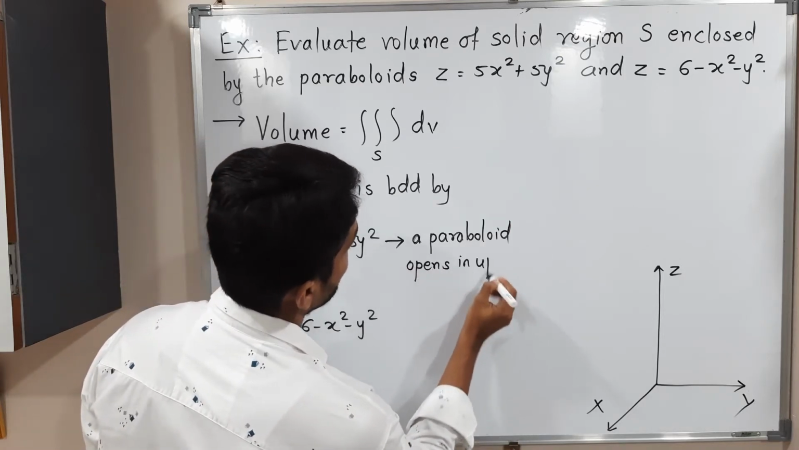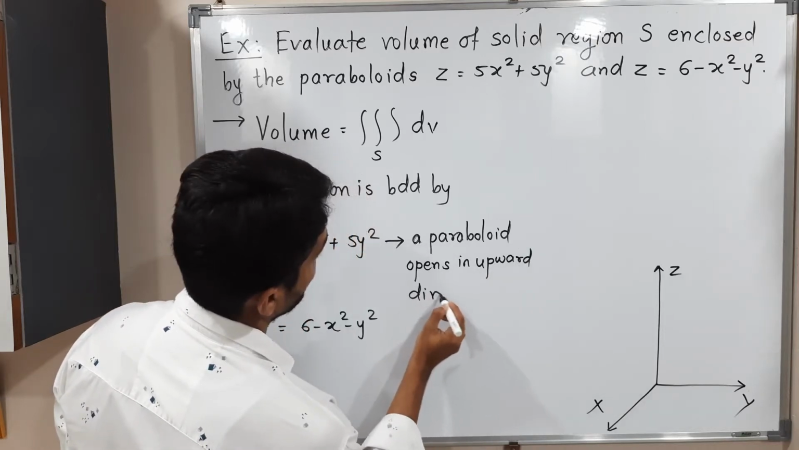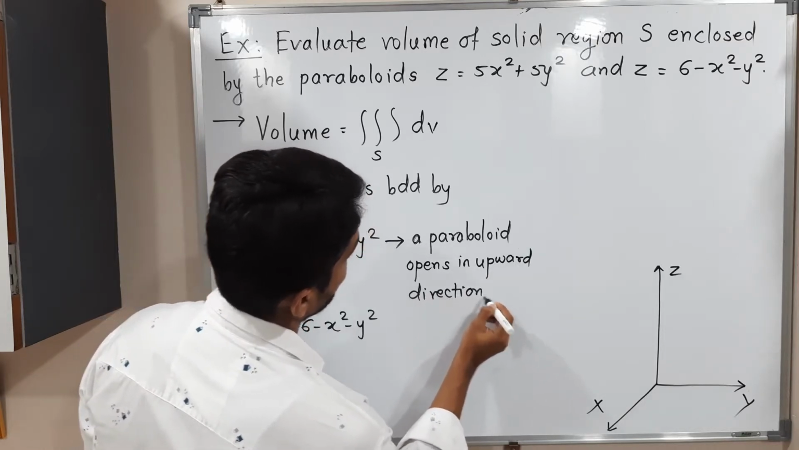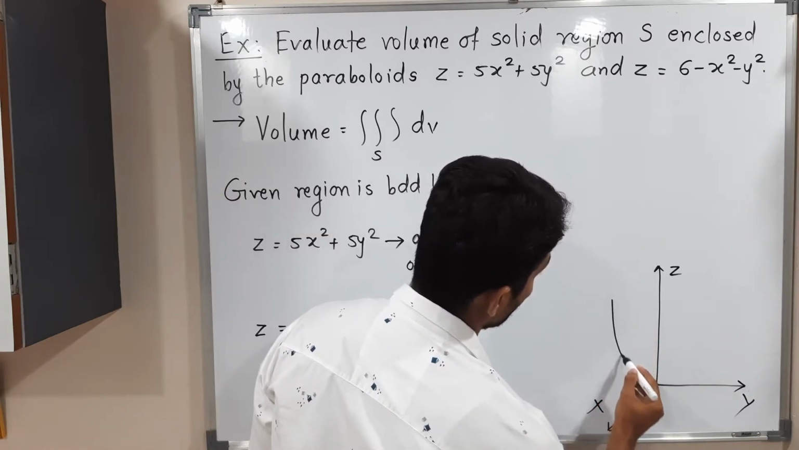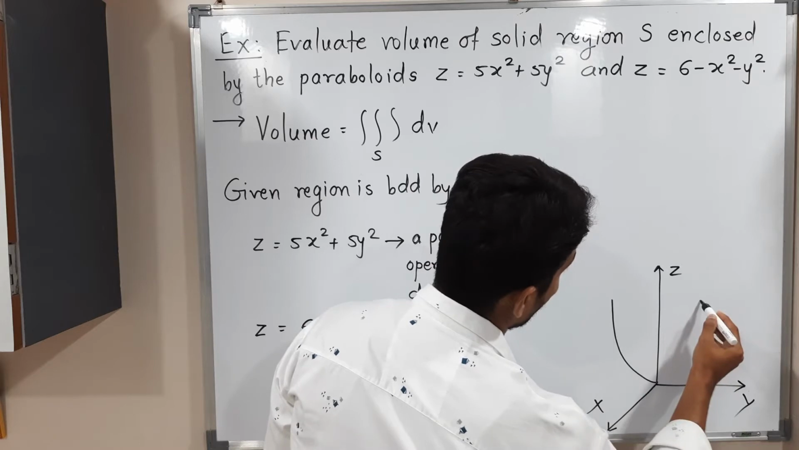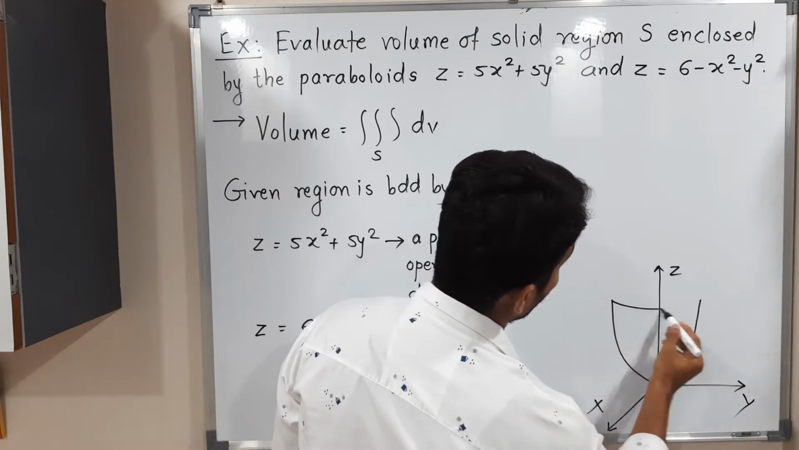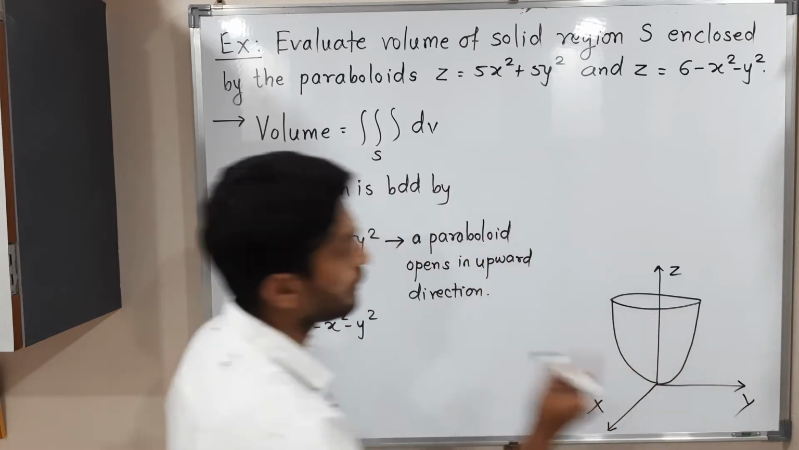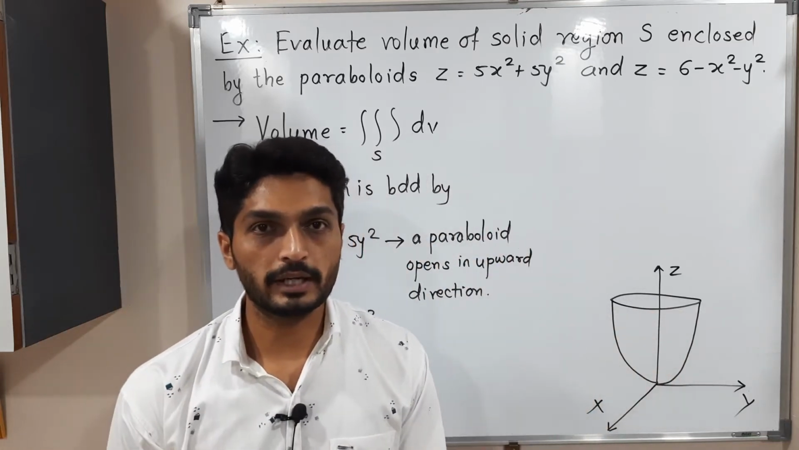Opens in upward direction. So I will draw that paraboloid which opens in upward direction. So paraboloid will be like this. Paraboloid means a region obtained by rotating a parabola about a particular axis. So if you rotate this parabola about z axis, we will have a paraboloid like this.